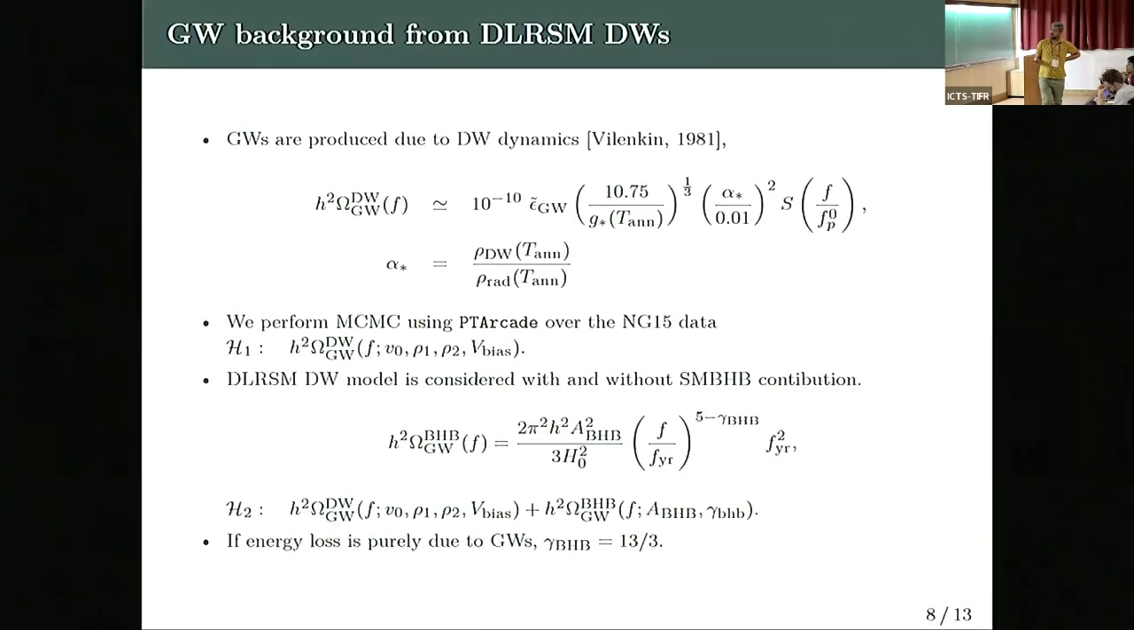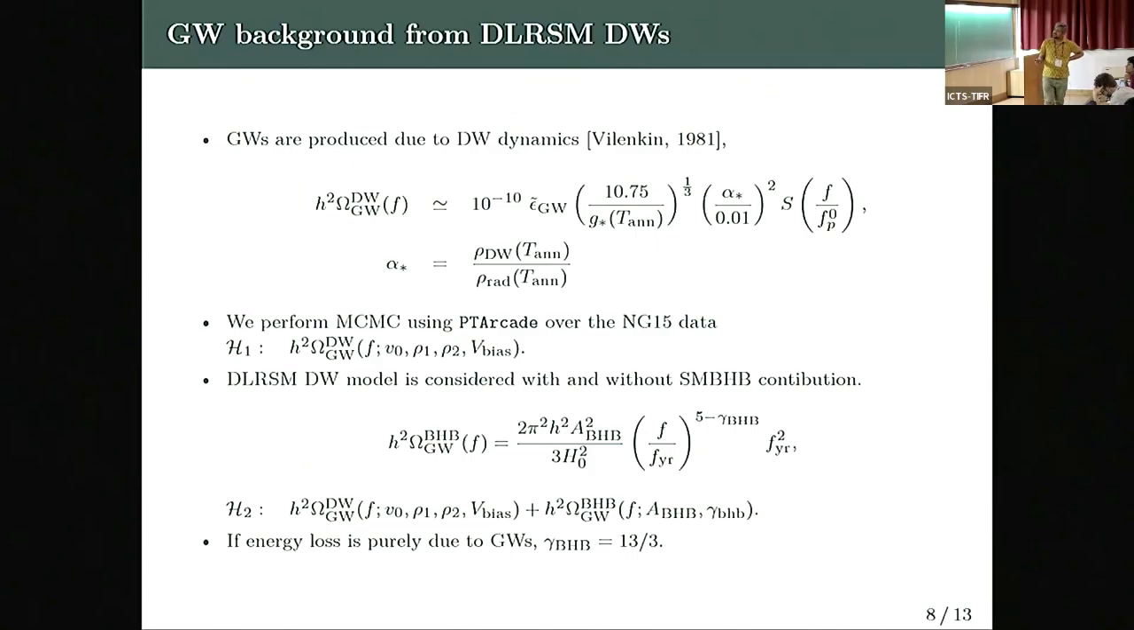So now let me discuss the gravitational wave background. We have seen in very good talks that gravitational waves are emitted by these kinds of domain wall networks, and the dominant contribution actually comes from T annihilation, and this is the form of the spectrum.